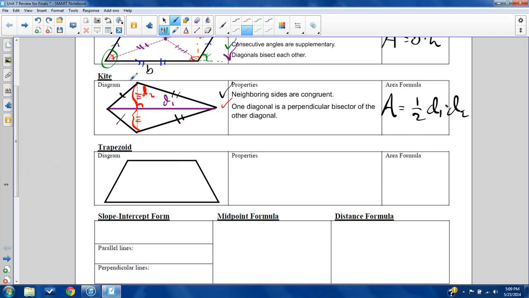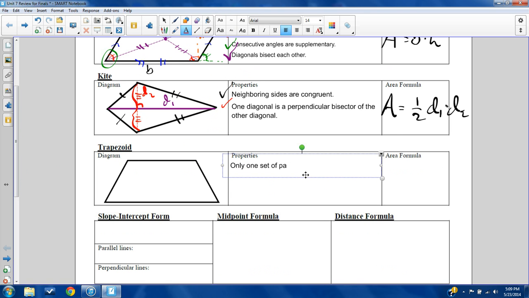Okay, trapezoid is unique in its own way here. It only has one set of parallel sides. I'm going to call those ones my bases. Okay. The only other thing I'm going to put is the leftmost angles are supplementary and rightmost angles are supplementary. I'll explain both.